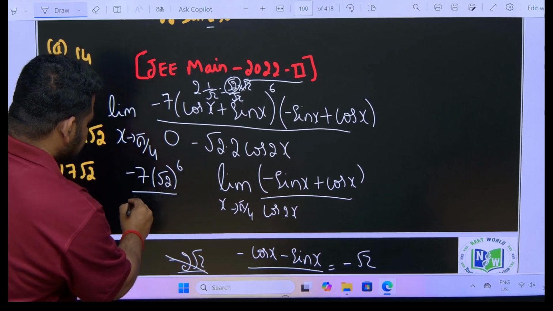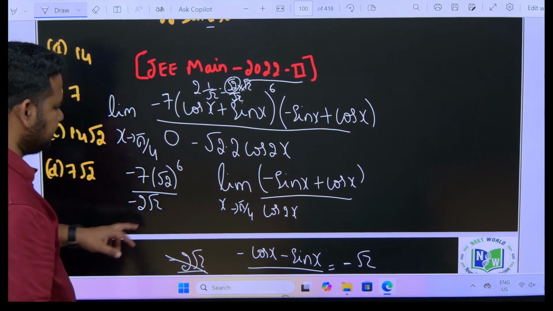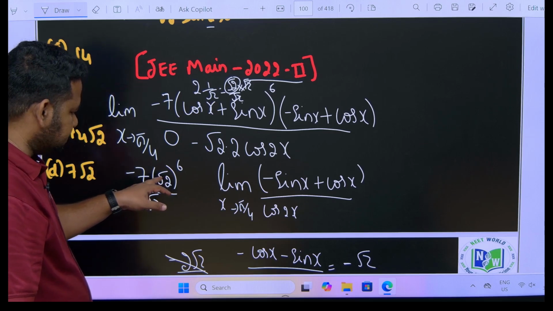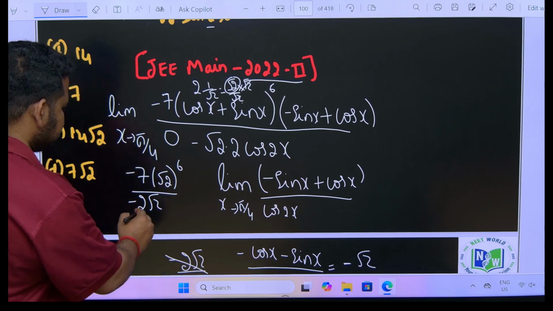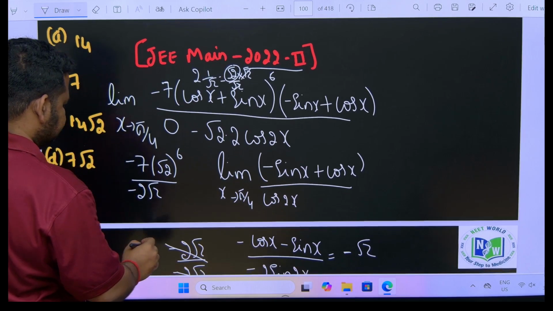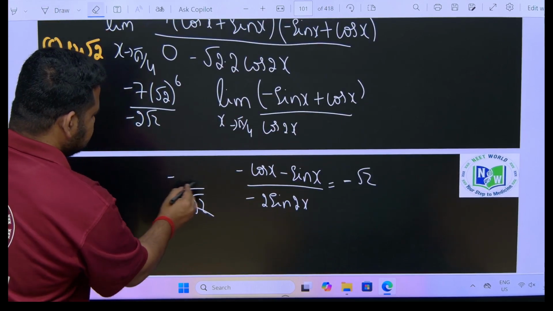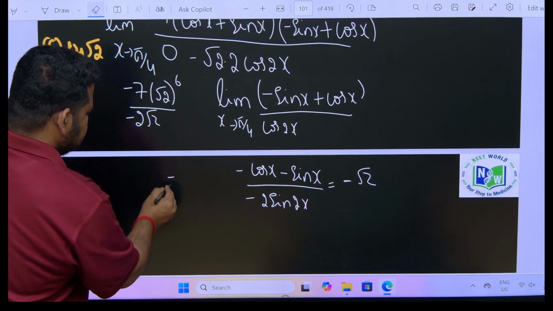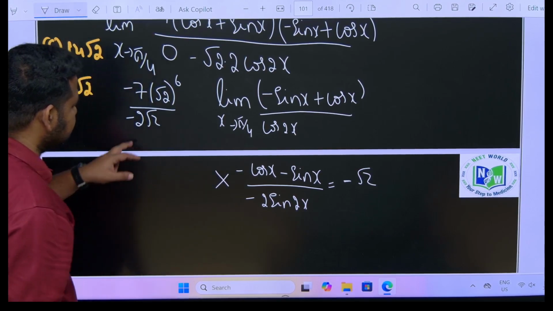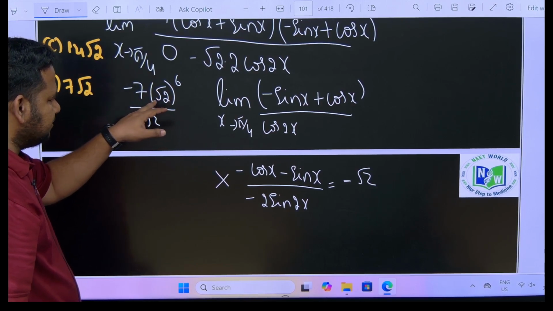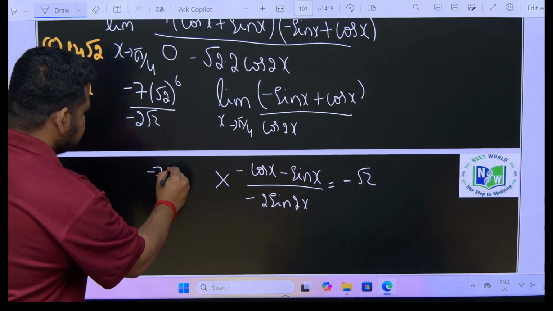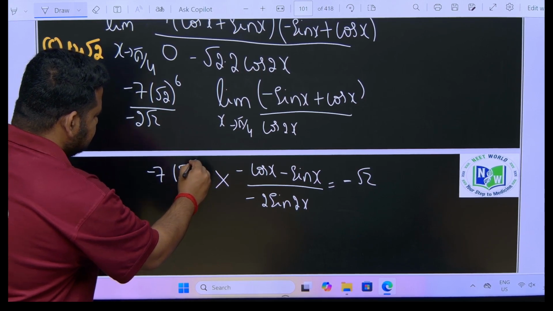And this value is minus 2 root 2. This one is minus, this is root 2 to the power of 6. Now see here, friends, root 2 to the power of 6. Here root 2 is there, so this I can further simplify. See here very carefully, calculation. This root 2 if I cancel, this will become root 2 to the power of 5.